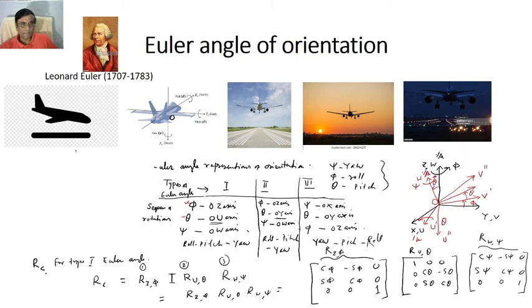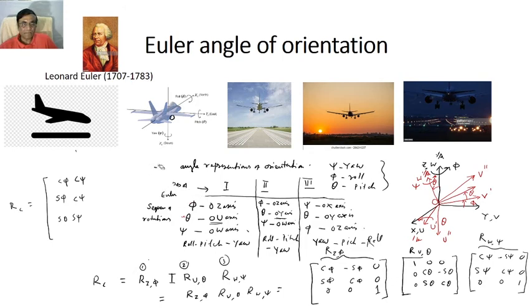If you do the multiplication, then RC will be, okay, so cos phi cos psi, then sin phi cos psi, sin theta sin psi. First column. Second column will be, first column, one minute, so I need more space.